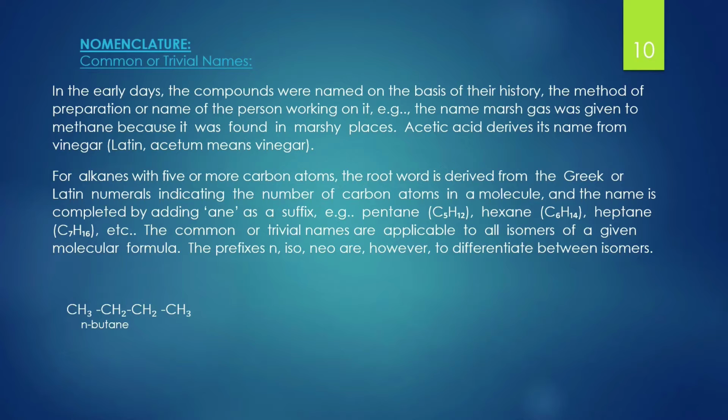Let's say if the carbon is attached to 1 or 2 carbon atoms, then it is called n-butane. If the carbon atom is attached to further 3 carbon atoms, it is called isobutane. And if the carbon is attached to 4 different carbon atoms, it is known as neopentane.